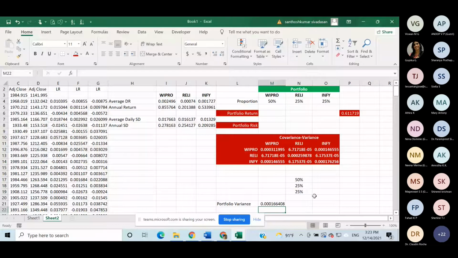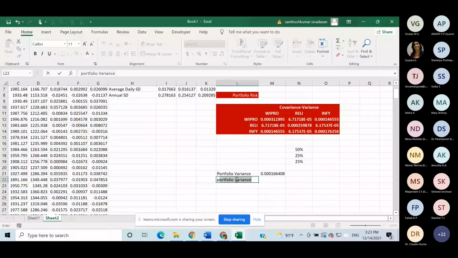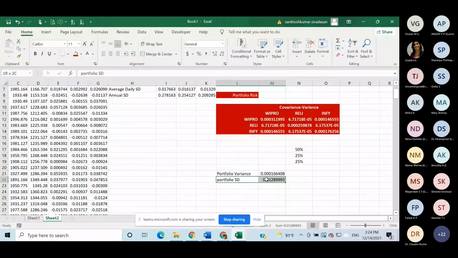So you have to find the portfolio standard deviation. Portfolio SD, standard deviation, is equal to the square root of this variance. So this is the portfolio standard deviation.